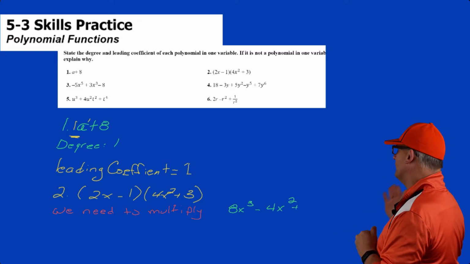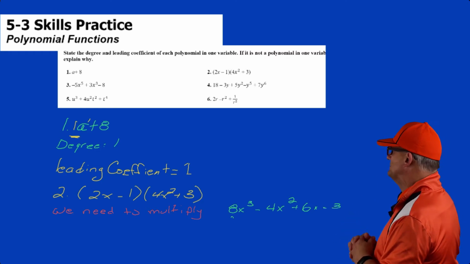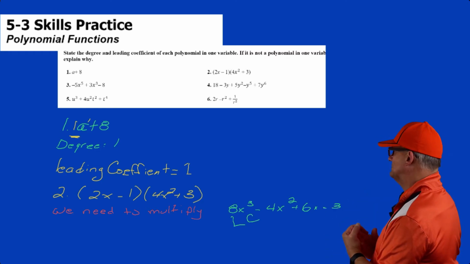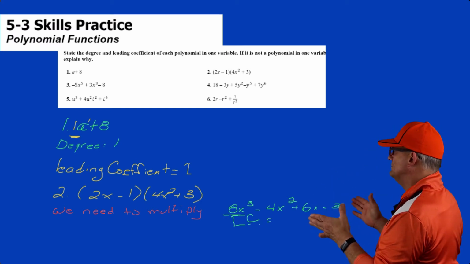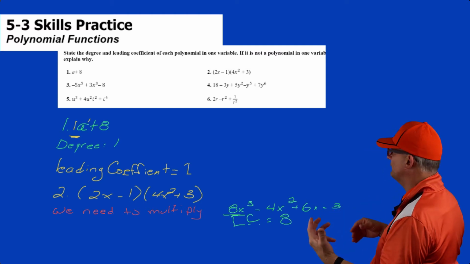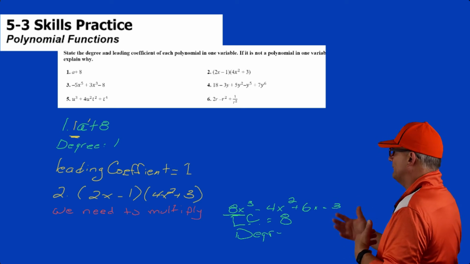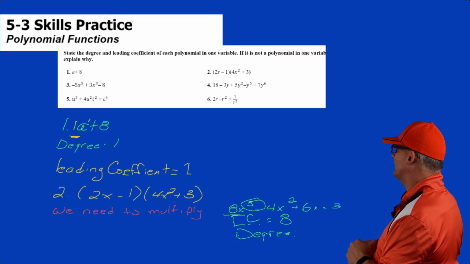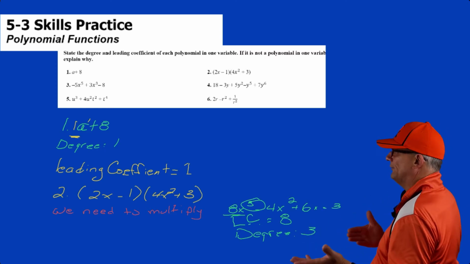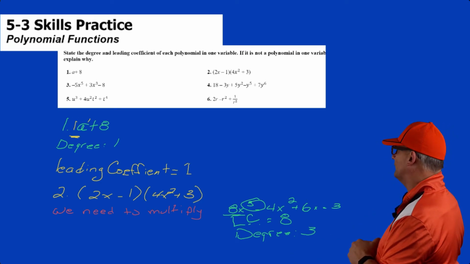Now, when we're all said and done, right, multiplying this together, take a look at the answer. What would be our leading coefficient here? Does that make sense? If you put it in standard form and it's in the right order, leading coefficient is always going to be the first term, right? That's just what leading means, like you're leading the race. So our leading coefficient is 8, right? And what is our degree? Well, what's the highest exponent? It's 3, right? So our leading coefficient is 8 and our degree is 3.